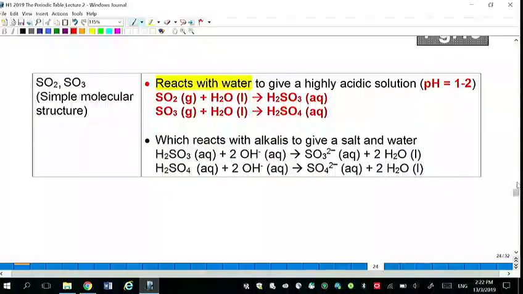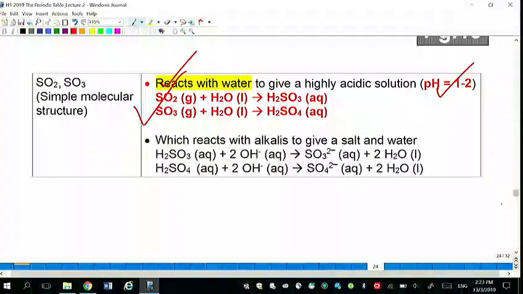Similarly, SO2 and SO3 are also simple molecular structures. So simple molecular structures can react with water to form a highly acidic solution of H2SO3 or H2SO4. So the pH is 1 to 2.